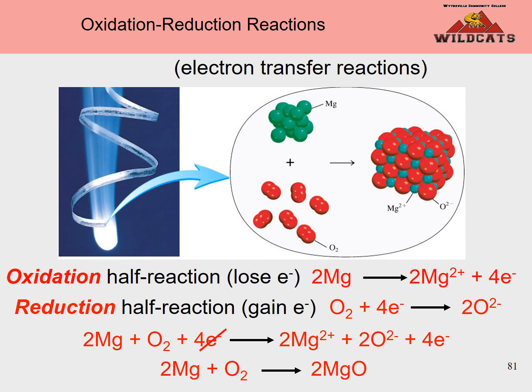If we combine these two half reactions, we get a whole reaction. We get magnesium reacting with oxygen to get magnesium oxide and a huge amount of energy, which comes off as white light.